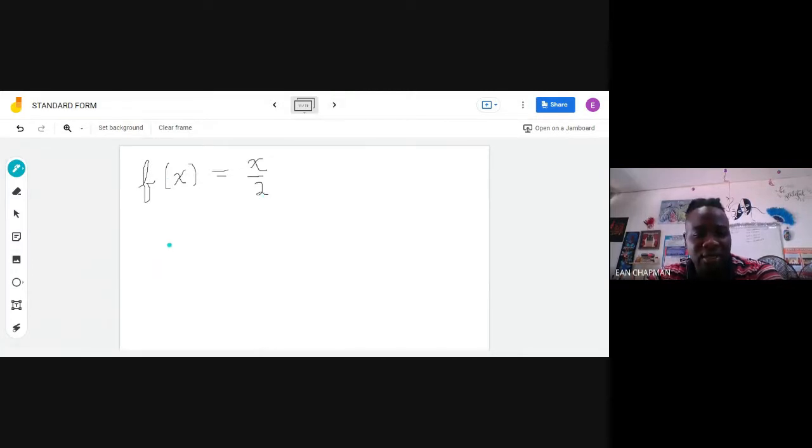And our next problem, if we have f of x, its inverse: this 2 is dividing x, so the opposite of division is multiplication, and there you go.